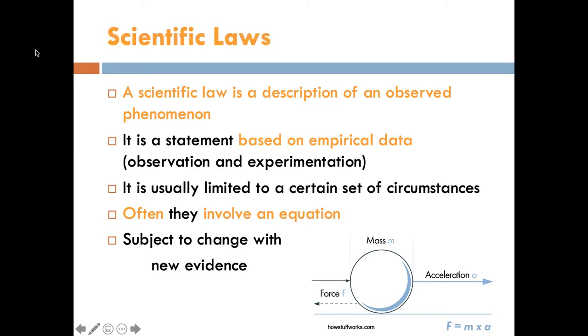Scientific laws. A scientific law is a description of an observed phenomenon. It's a statement based upon empirical data, which is observation and experimentation. It's usually limited to a certain set of circumstances, such as being on planet Earth. Often they involve an equation. Like all other scientific principles, they're subject to change with new evidence.